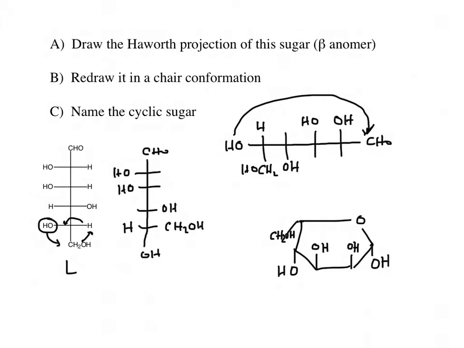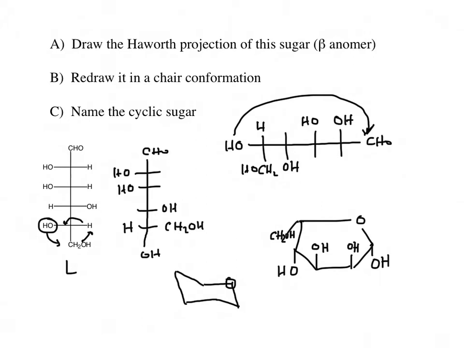Okay, now redraw it in a chair. Don't get intimidated about the chair. It's actually pretty straightforward. What you'll want to do is go ahead and just draw a chair, just a skeleton of a chair. There it is. In the upper right-hand corner of your chair, put an oxygen. So there's my oxygen. And now you just go around and put the groups up or down, up or down. They may fall axial or equatorial, just depending on what that position dictates.